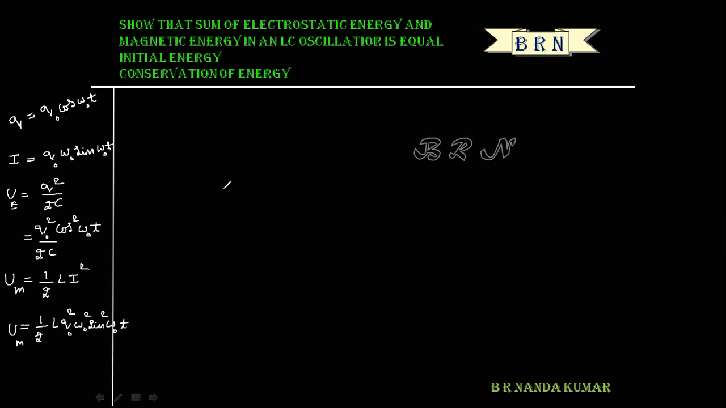So the sum of potential energy and kinetic energy in simple harmonic motion always remains constant. Just as the sum of potential and kinetic energies remains constant in simple harmonic motion, the sum of energies stored in the capacitor and inductor will remain constant during LC oscillations.